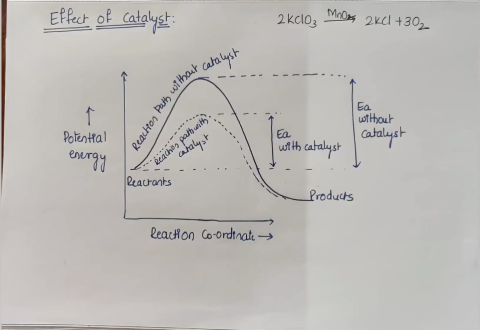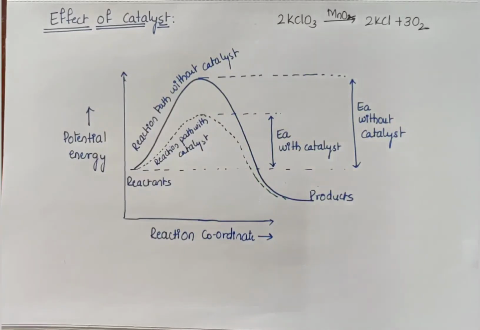Moving on to the last part of this topic, that is the effect of catalyst. Now we all know that a catalyst is a substance which alters the rate of the reaction without itself undergoing any change in mass as well as chemical composition. A positive catalyst is one which always increases the rate of a reaction, while a negative catalyst is one which decreases the rate of the reaction. And the action of the catalyst can be explained by the intermediate complex theory.